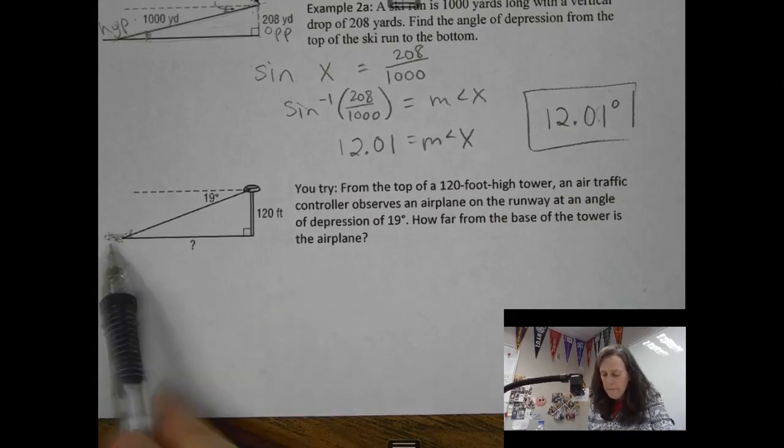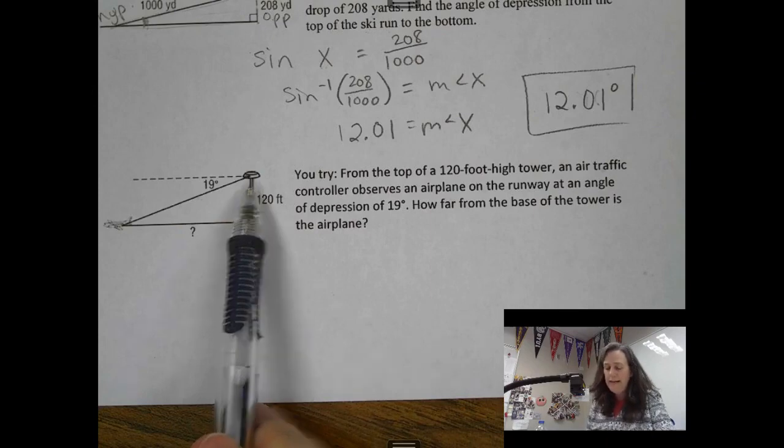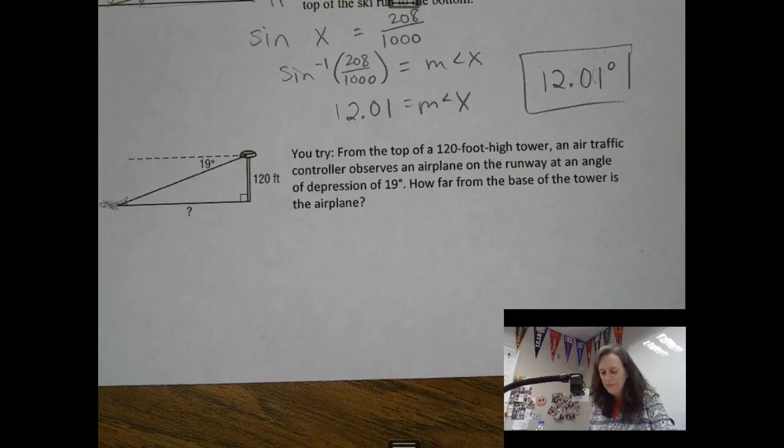Looks like a little airplane. I'm not sure. Some kind of UFO. Oh, it's an air traffic control tower. All right, pause your video and try that one.